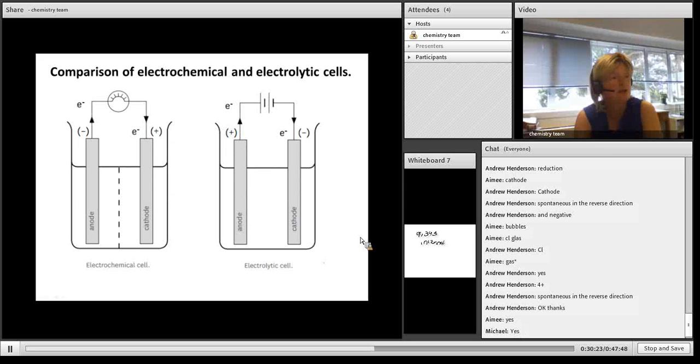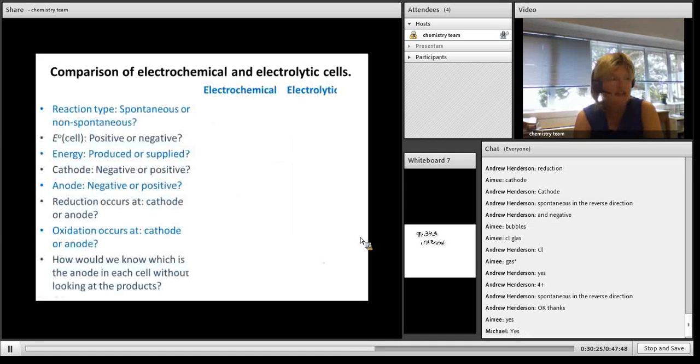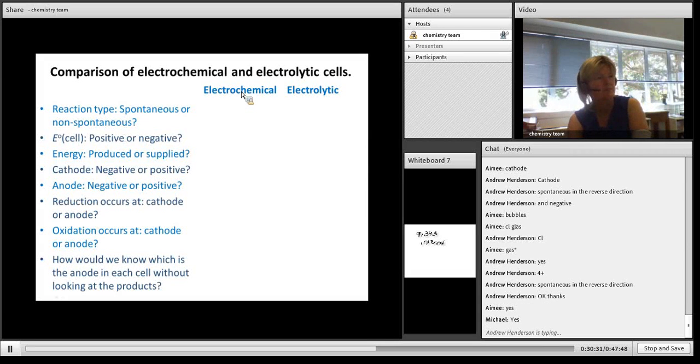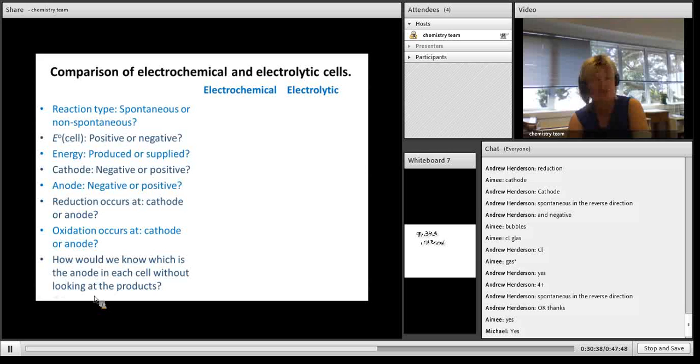Okay, right. So it's quite an easy task because that's really the most important bits. So let's have a go answering this. What we're doing is comparing this electrochemical cell and the electrolytic cell, and we've just got a whole lot of questions over here to see how they change.